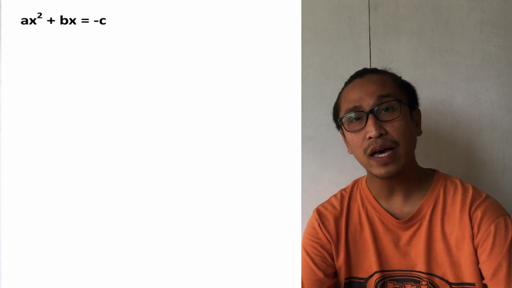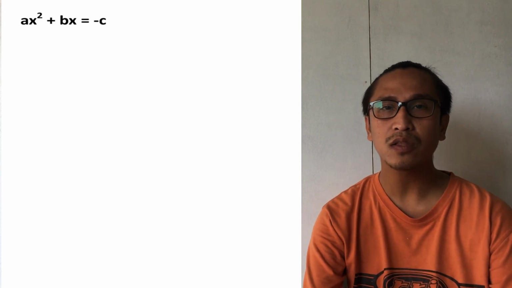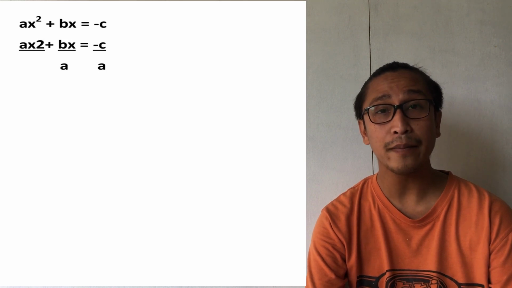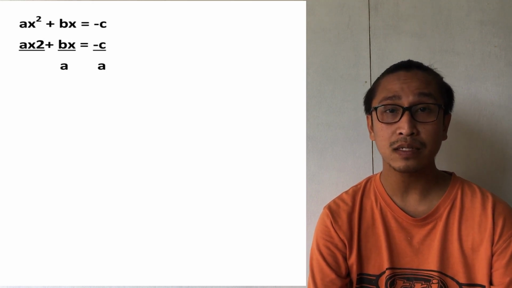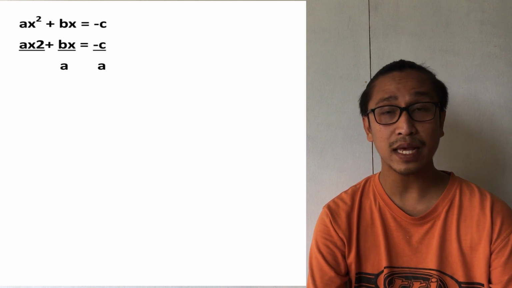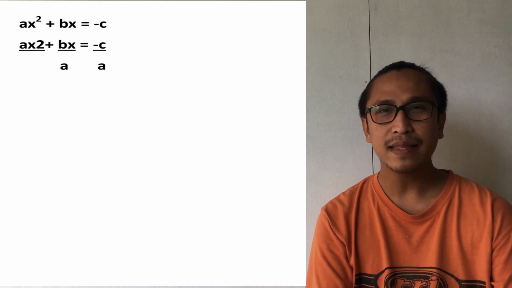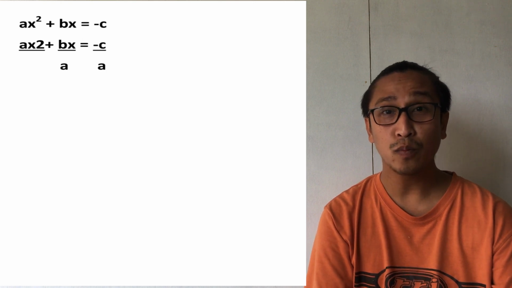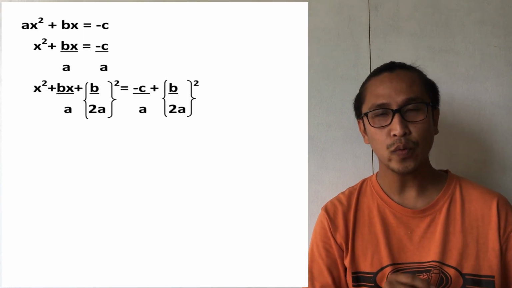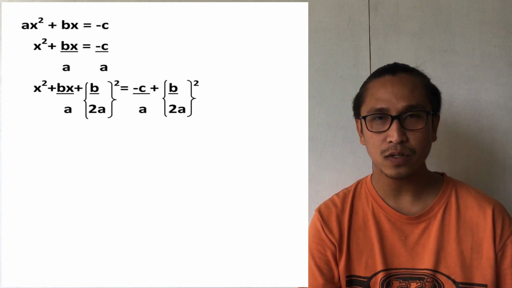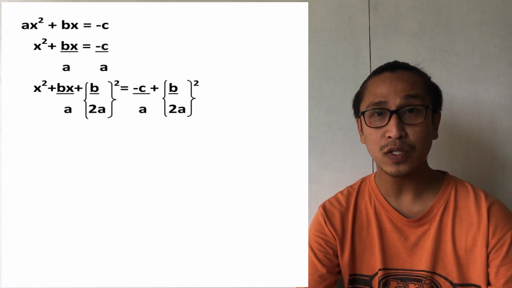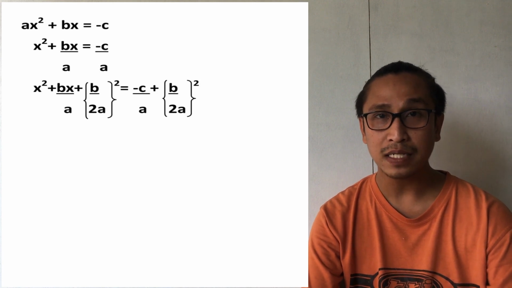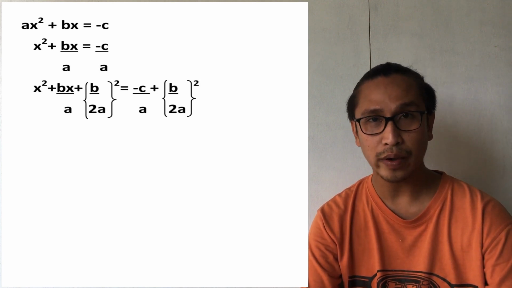Next, we will divide both sides by the coefficient of x squared, which is a, so the equation will become x squared plus bx over a is equal to negative c over a. Add the square of 1/2 the coefficient of x to both sides of the equation. So we have x squared plus bx over a plus (b over 2a) squared is equal to negative c over a plus (b over 2a) squared.